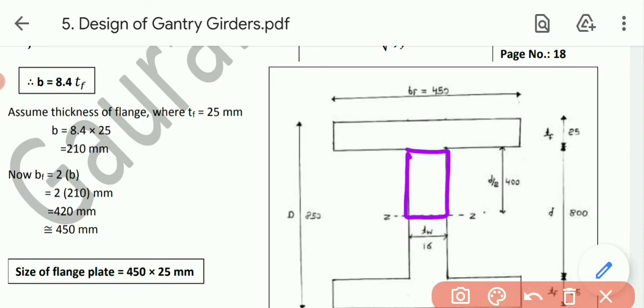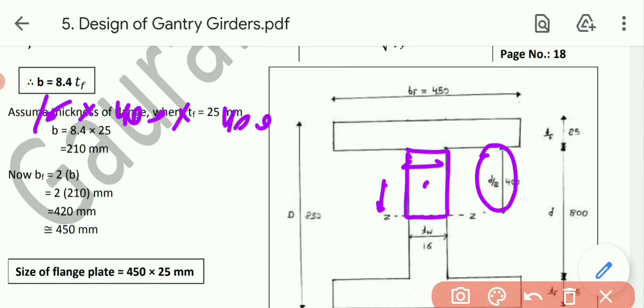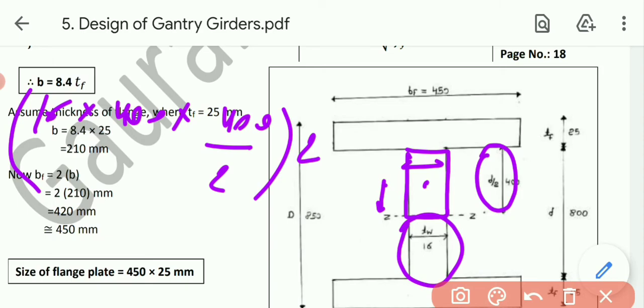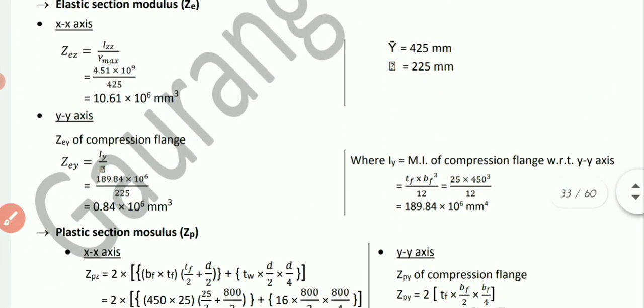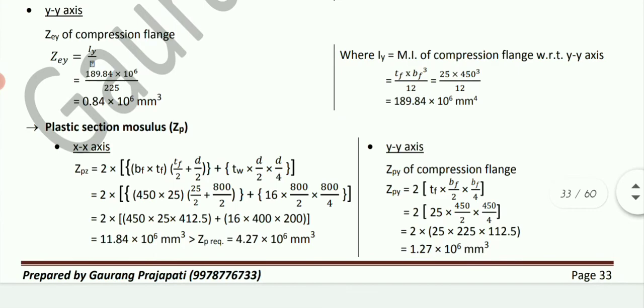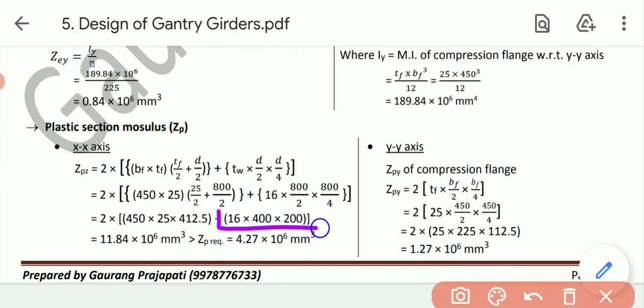Now talking about web, we can say this one. So width, that is 16, and its depth is 400, and its CG will be obviously from the center. Okay, so 16 into 400 into 400 by 2, this one, and whole multiplied by 2 once again, because this portion does the same thing. Okay, so 16 into 400 into 400 by 2, whole multiplied by 2. So ultimately we will get the value of Zpz.